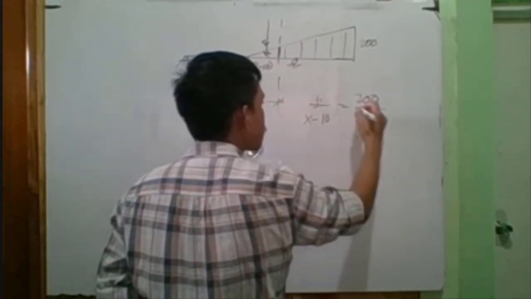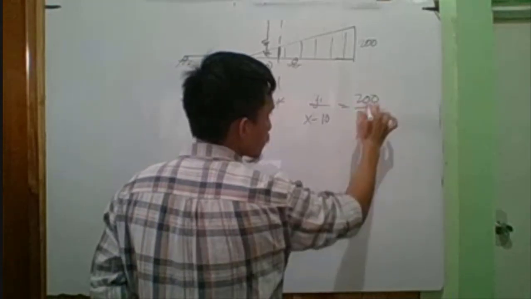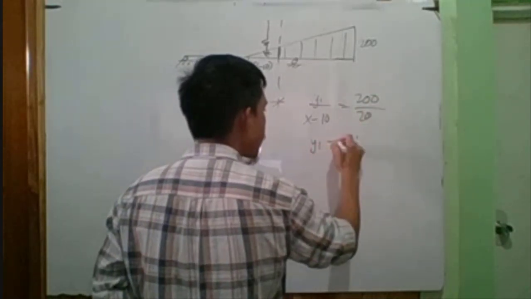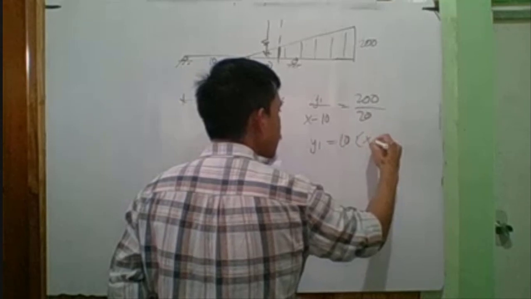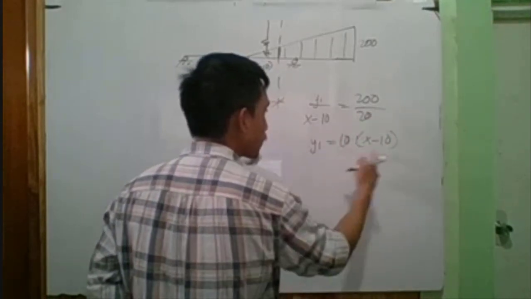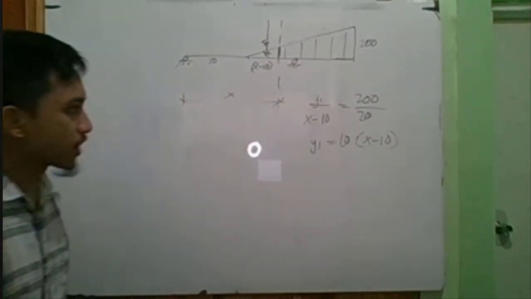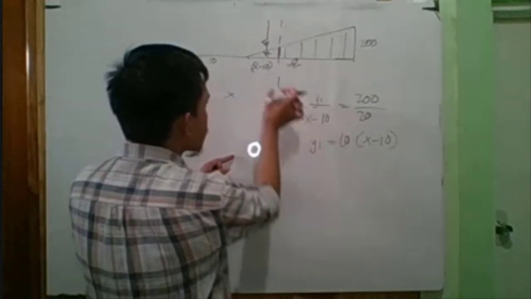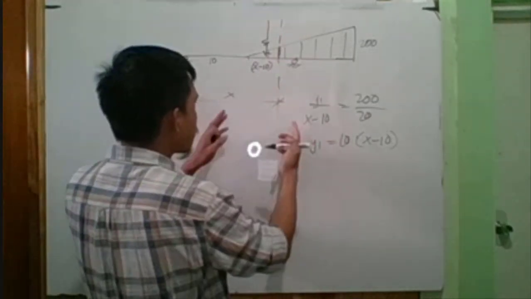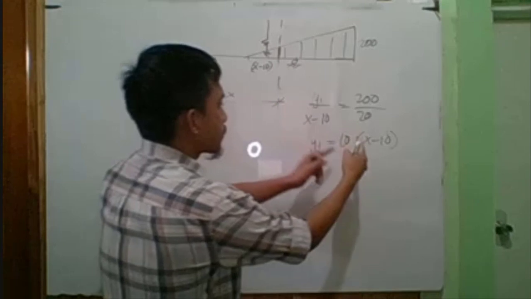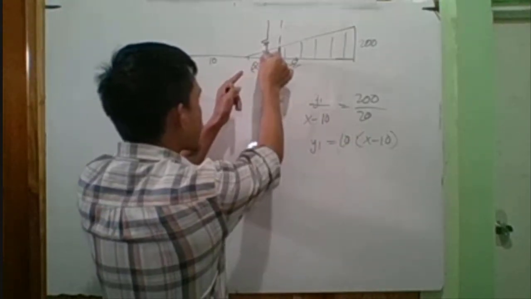This is entirely 10, and that is 10, so 20. So actually that is reduced to 10. So your y1 is simply 10 times x minus 10. So cross multiply this one, that will be 10 times x minus 10. So that is the height here. So therefore the area is 1/2 times this times that. That is the area of this.